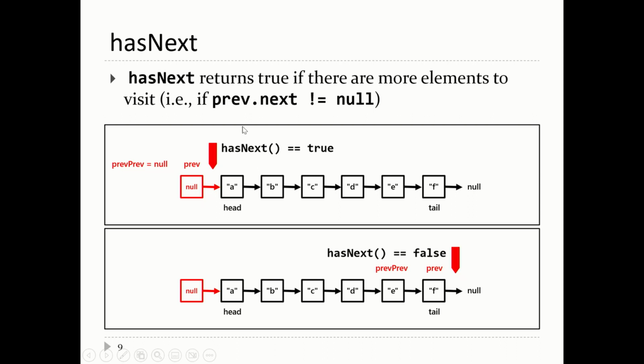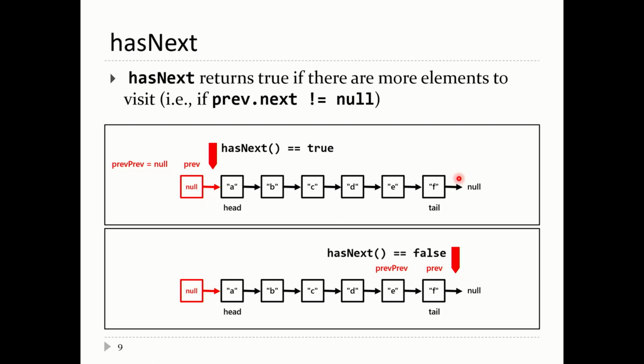Okay, so what about hasNext? Remember, our iterator has three methods: hasNext, next, and remove. hasNext returns true if there are more elements to visit. Now, how do we know there are more elements to visit? Well, if previous is always a valid node, then if previous.next exists, there's some next element in the sequence. At the beginning of the iteration, previous.next points at the head, so there's something to visit, so hasNext returns true.